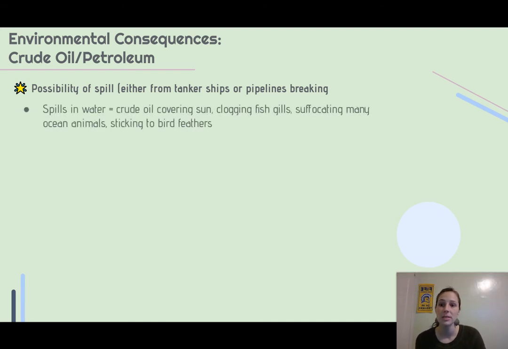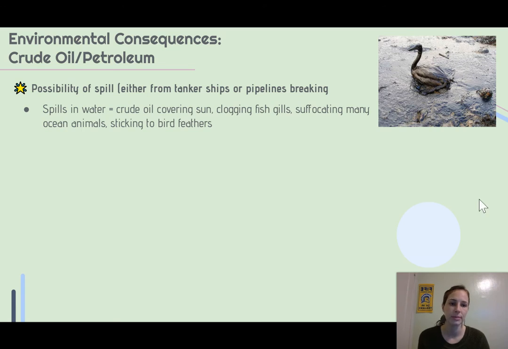Now, if you have it spill into water, that oil just covers the top layer. It's going to block the sun for all of the organisms that do photosynthesis. It's going to clog fish gills. It's going to suffocate many ocean animals. It's going to stick to bird feathers, which makes it so that they can't regulate their temperature. And so they're going to freeze to death. And then as they're preening themselves of this oily feather gunk, they're going to be ingesting that as well. So birds and oil spills generally don't do very well.